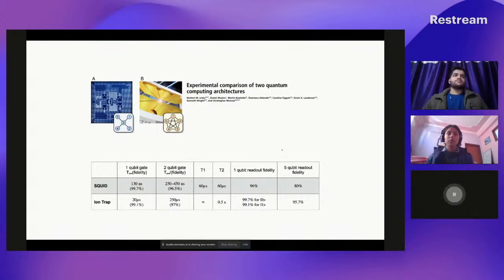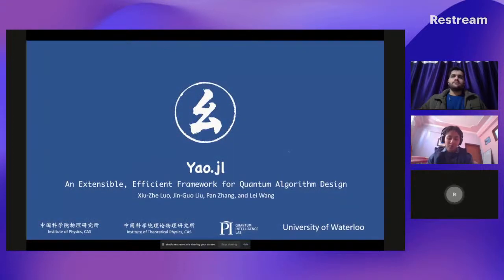But in the near term, what we have are noisy intermediate-scale quantum devices. They're not perfect. You probably only have 99.1% fidelity for single qubits and only 95% fidelity for a 5-qubit readout. So that means you have to work with errors. And the gate operation time is also quite slow. As you can see, the ion trap operation is much, much slower than a conventional CPU clock time. So in the near term, people think what we can do are variational algorithms.